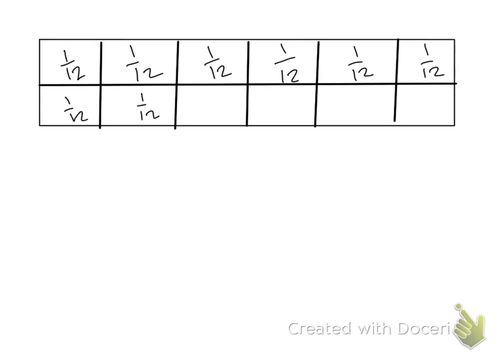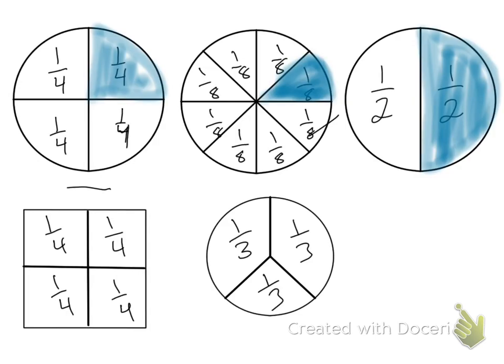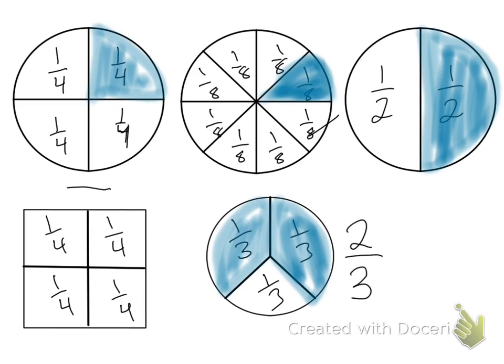Okay, now let's say I go back to this one here with the pizza divided into thirds. If I colored in 2 pieces, 1, 2, then we would say I had 2/3 colored in because 2 of the pieces are colored and there's 3 total, so 2/3.